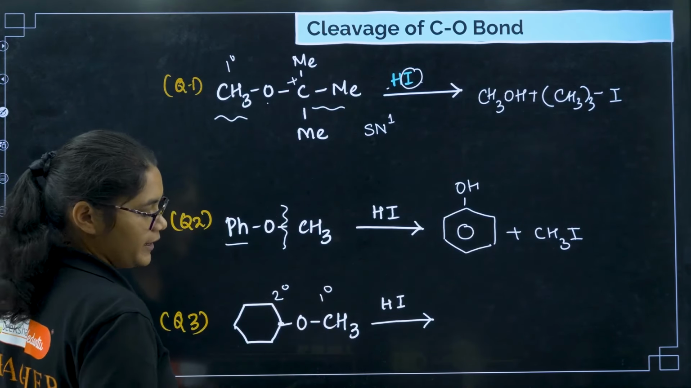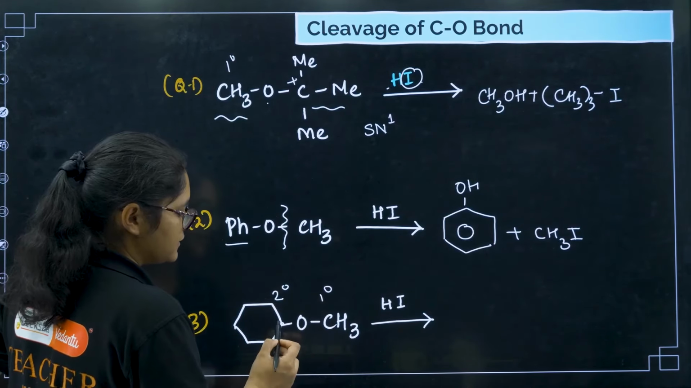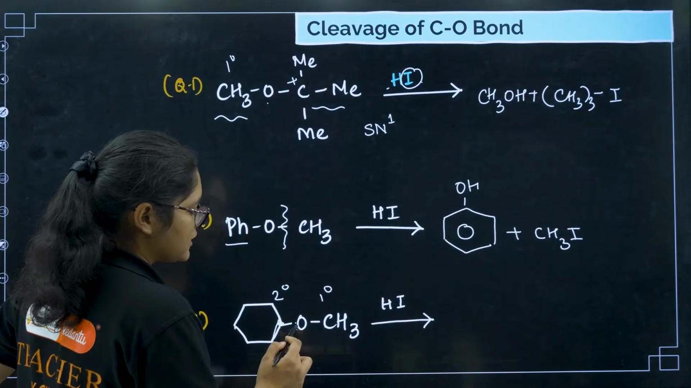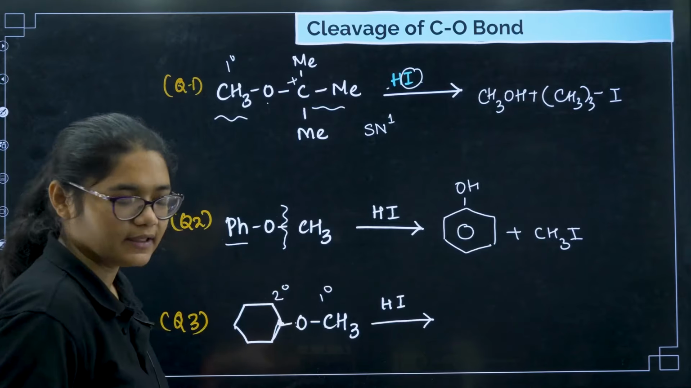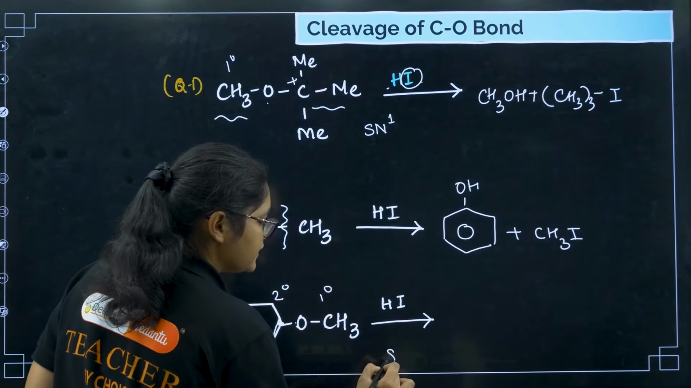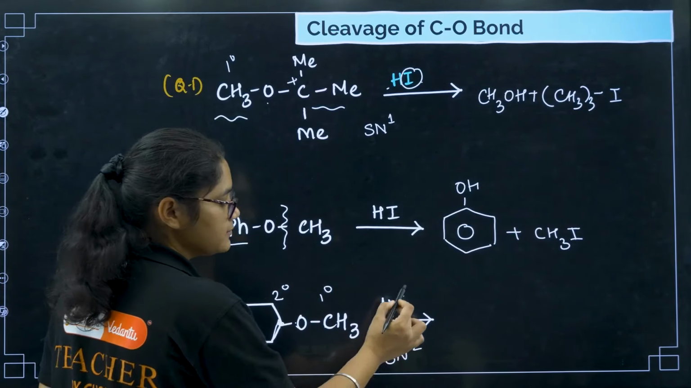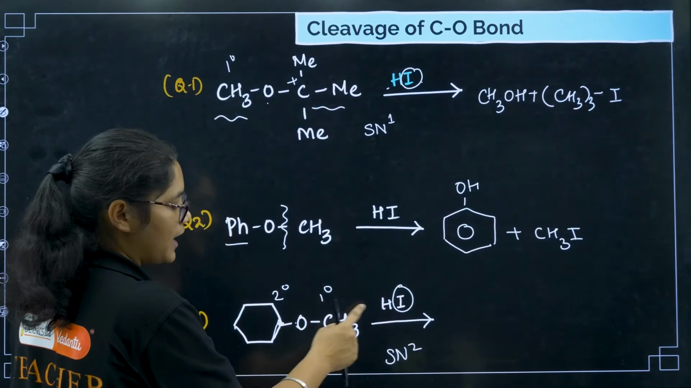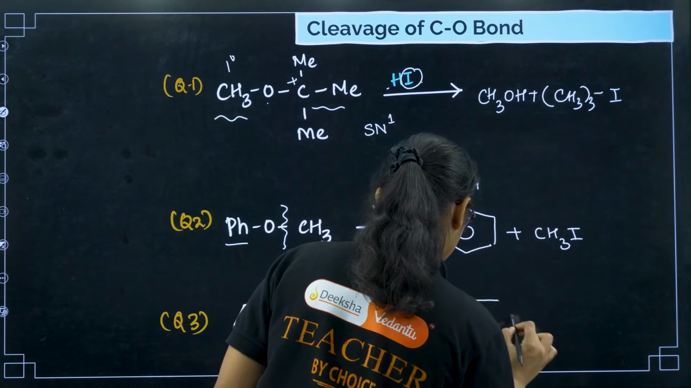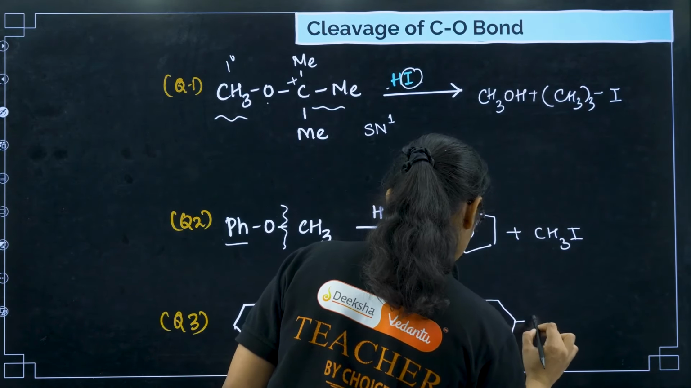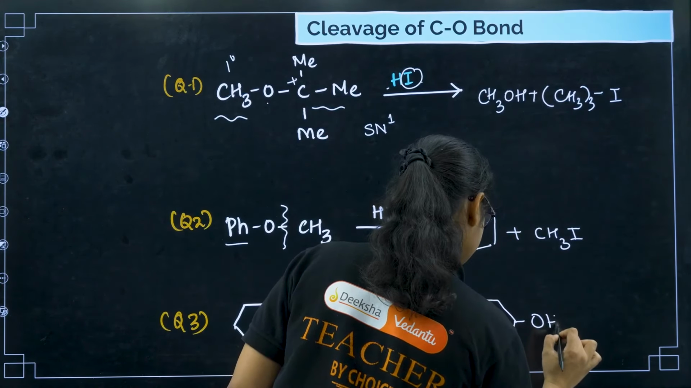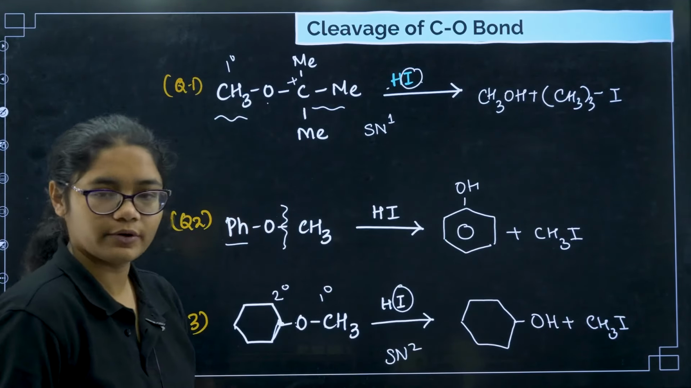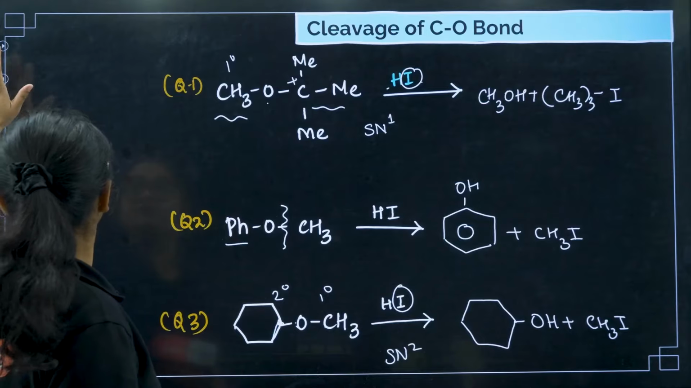Next, here this is a secondary group and this is a primary group, right? Secondary, because the carbon which contains the oxygen is attached to two other carbons, while the carbon which contains the OH group is not attached to anything. So here it will be the SN2 mechanism, and I minus will attack on the less hindered side. This is a small group, this is a big group, so I minus will attack here. This one will form OH and I will get CH3I. Okay, so this is the cleavage of the C-O bond.